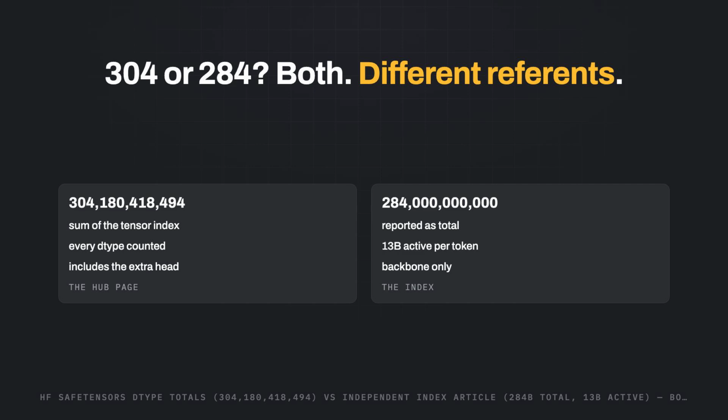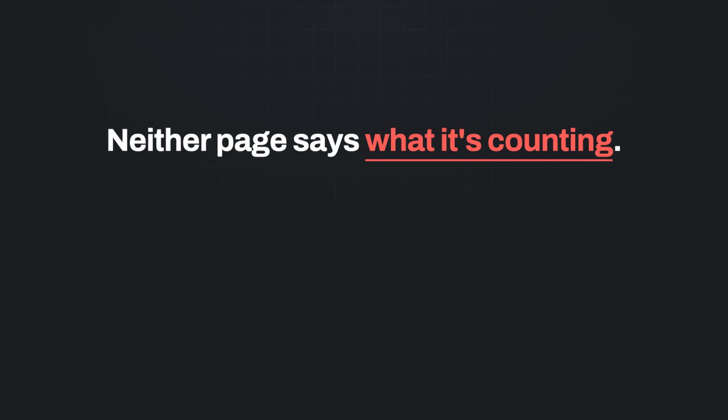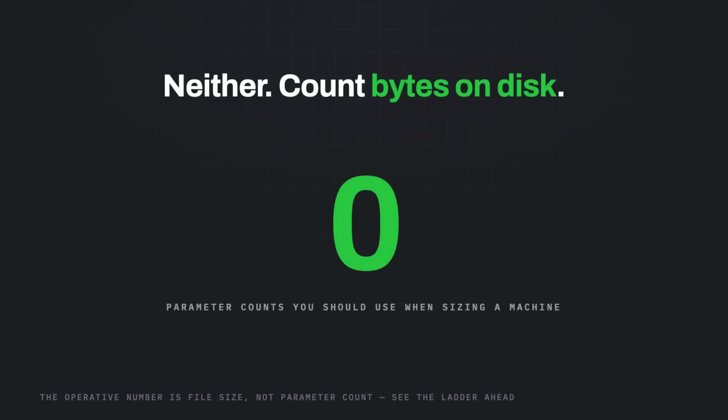The independent index reports 284 billion total and 13 billion active. Neither page states which tensors it's counting, so any reconciliation between them is unverified, and I'm not going to invent one. What I can tell you is which number you should care about. Neither, actually. When you're sizing a machine, a parameter count is a decoy. The number that decides whether the thing loads is bytes on disk, and that's a number you can check yourself.